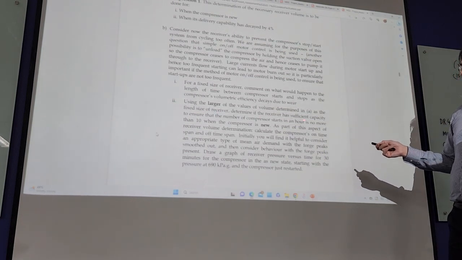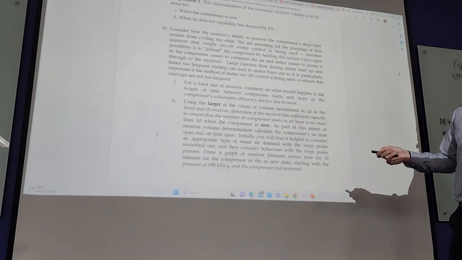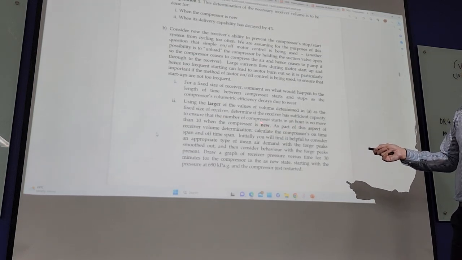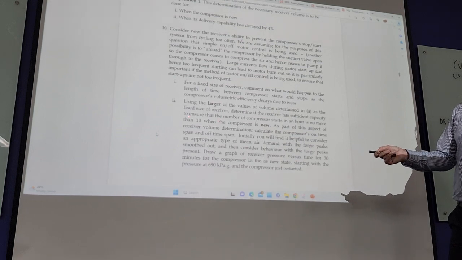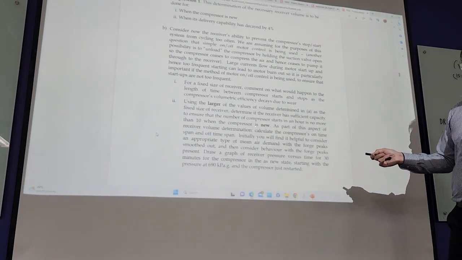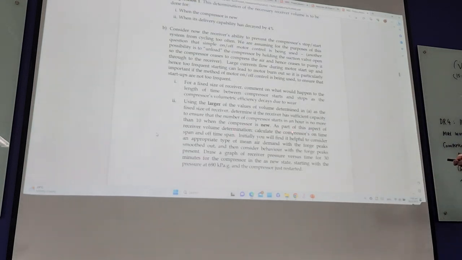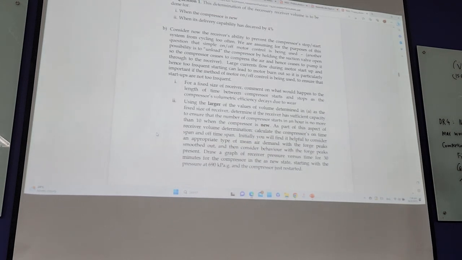Determine if receiver has sufficient capacity to ensure number of compressor starts in an hour is no more than 10 when the compressor is new. So you have to actually calculate whether 10 cycles of on-off. If new one, definitely won't do the 10 cycle on-off. As part of this aspect of receiver volume determination, calculate compressor on time spent and off time spent. If you know that, you know when your compressor will be off and when it turns on. Majority of the time will be on, but a certain percentage will be off.